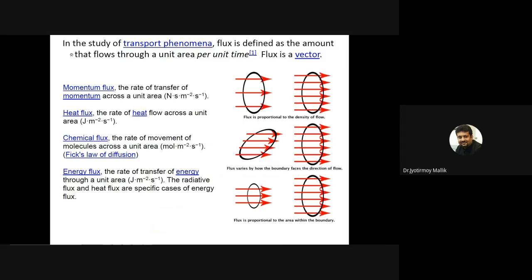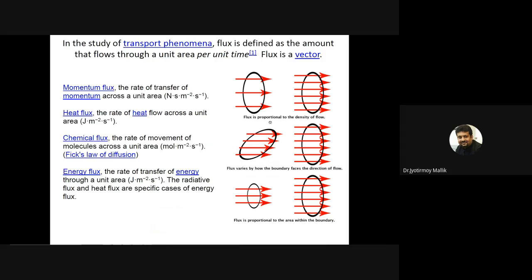So now in the study of transport phenomena, flux is defined. Flux is another important thing to understand in heat flow. Flux is defined as the amount of heat that flows through a unit area per time. So flux is a vector, and we are mostly interested in the heat flux. Heat flux is the rate of heat flow across a unit area per unit time.